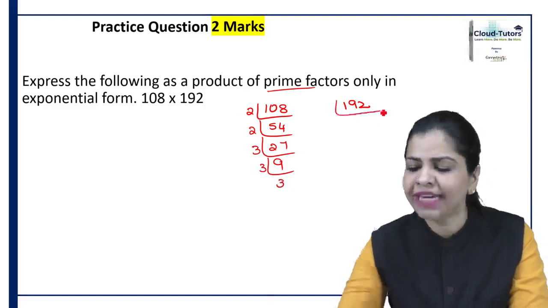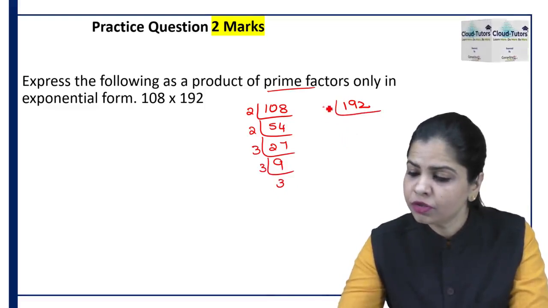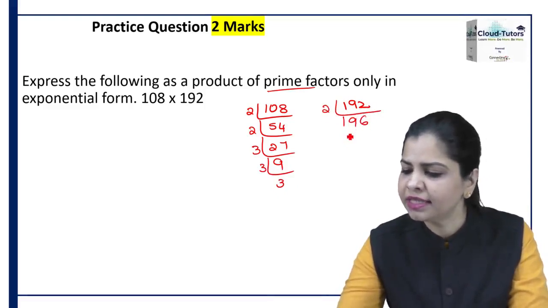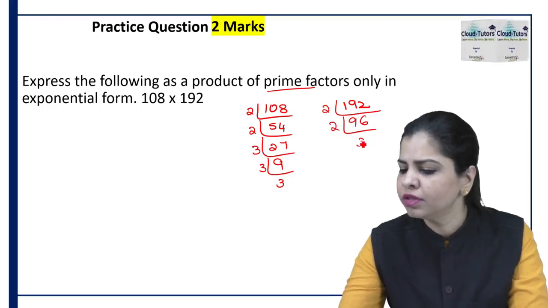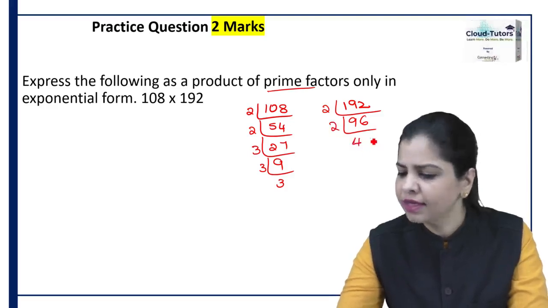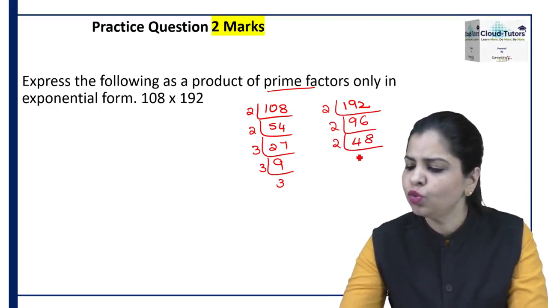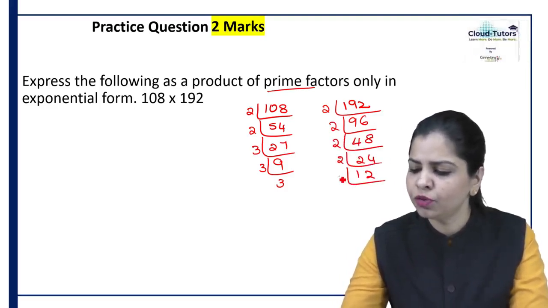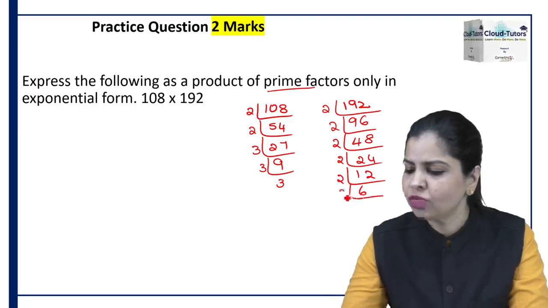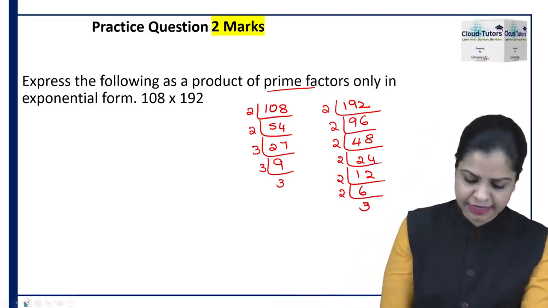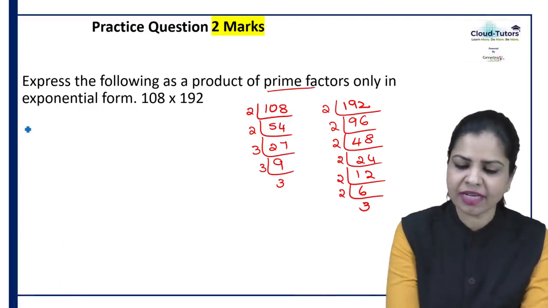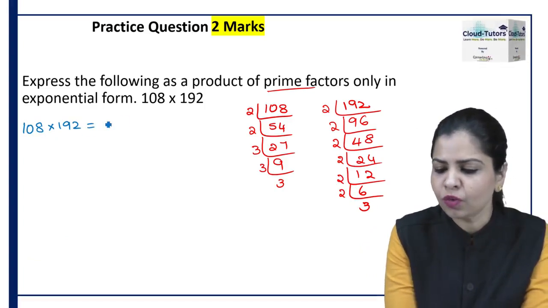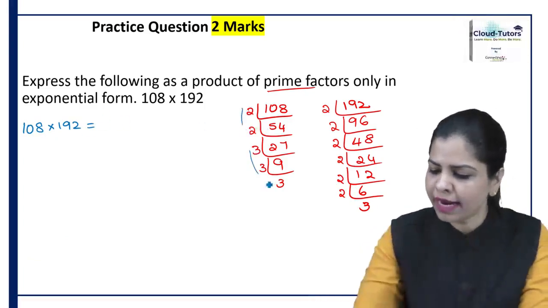So then for 192, it would be 2, 2 9's are 18, 96. Again 2, 2 4's are 8, 48. 2, 24. 2, 12. 2, 6, 2 and 3. So let's do this. See here, they've asked you 108 into 192. So what would you do? Let's count this 2 and 3.